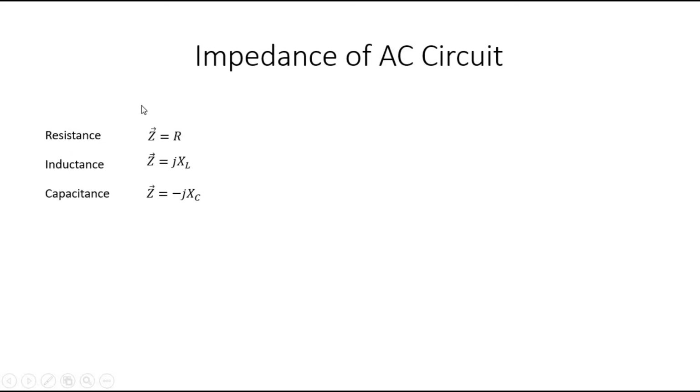In general, if there is a combination of R, L and C in the AC circuit, it will have a real part and an imaginary part. The real part will be R, the resistance only, and the imaginary part will be XL minus XC. In a practical circuit, there will be resistance, inductance and capacitance in general. So Z equals R plus j(XL minus XC). There will be a real part and an imaginary part. The imaginary part will be the difference of inductive reactance and capacitive reactance.